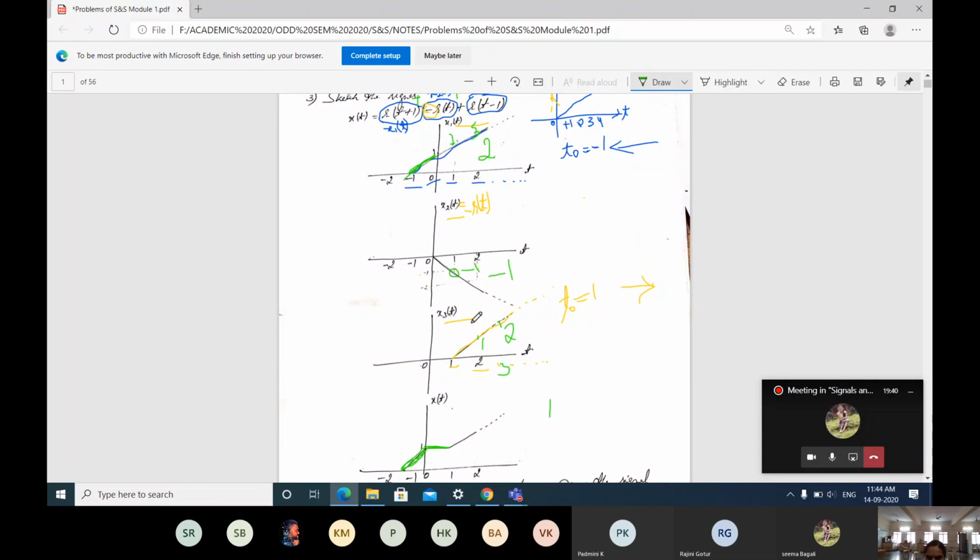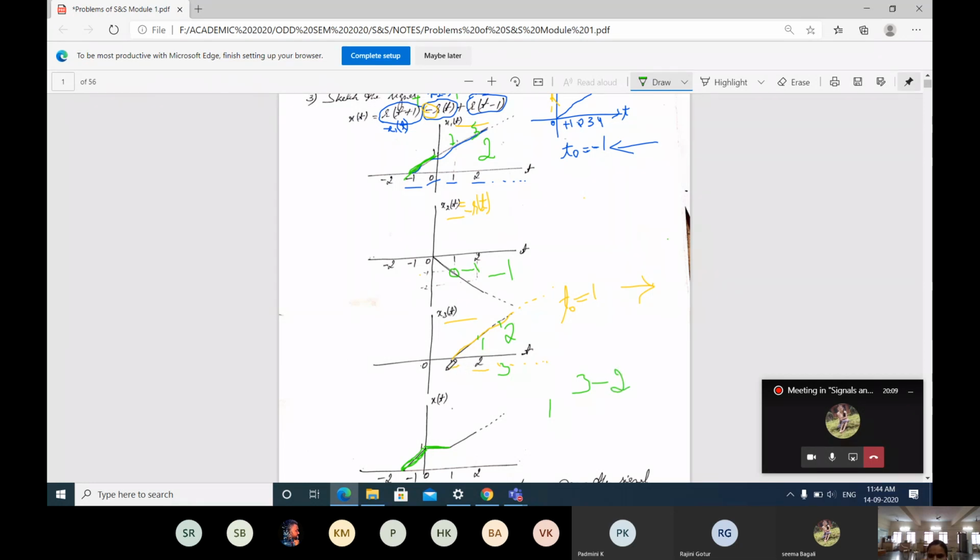Then from 1 to 2, what is the value? What is the magnitude here? It is changing from 2 to 3, so I will write here, it will be 3. Again from 1 to 2, what is the magnitude here? Actually, it should come as minus 2. So here it means 3 minus 2.